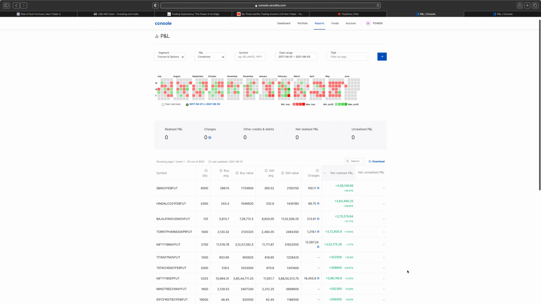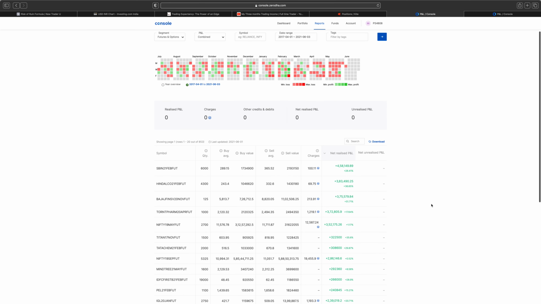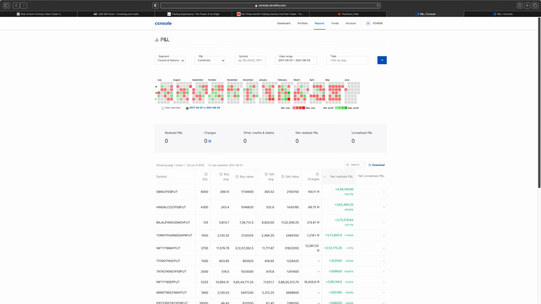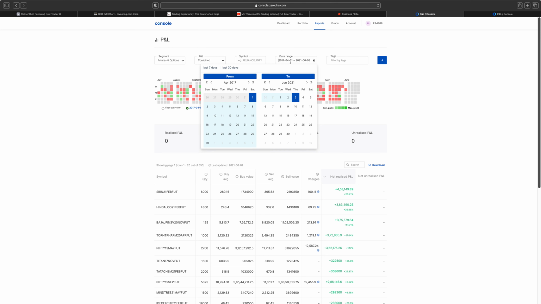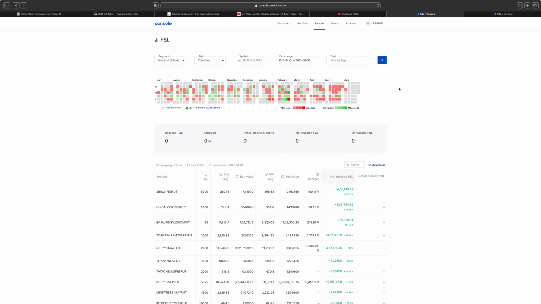Let's just get to the content of the video. So first step is that you would want to go to your console on Zerodha, and you want to select your entire historic range. For example, you can see I have selected from April 2017 to June 2021. The reason for this period of selection is because Zerodha does not have data from prior to this period. So you can only get data from 2017 till date.